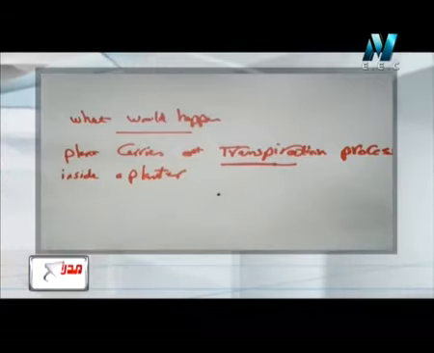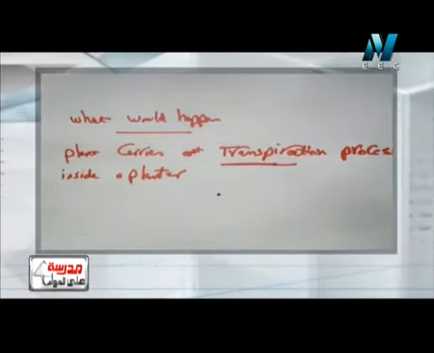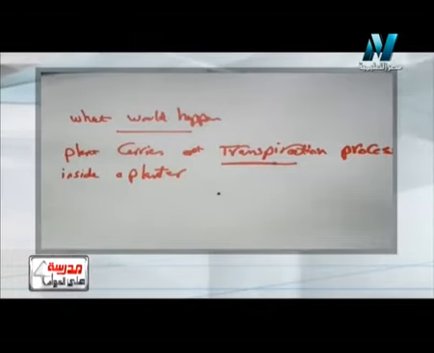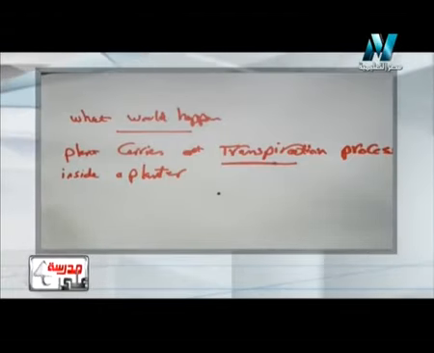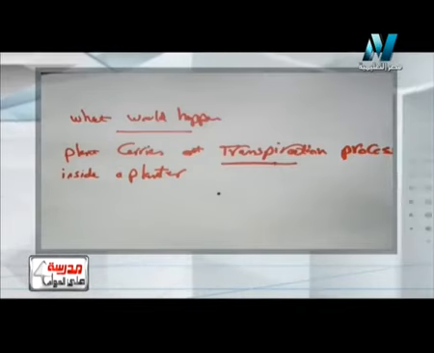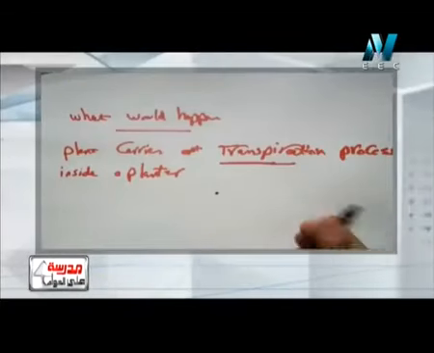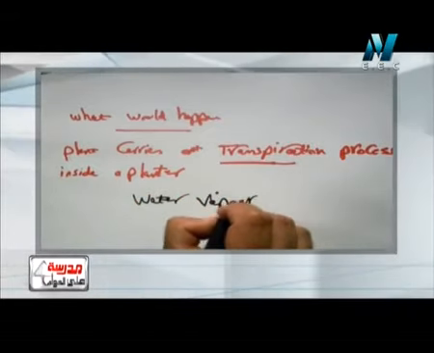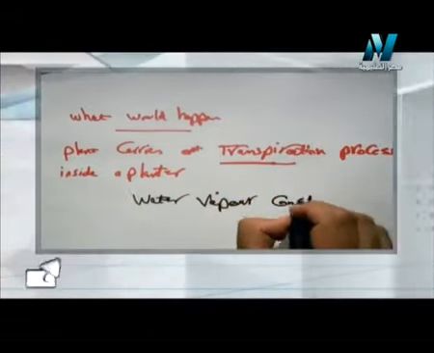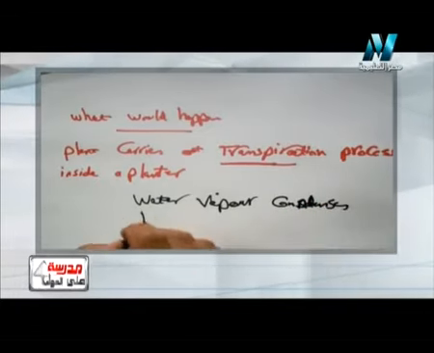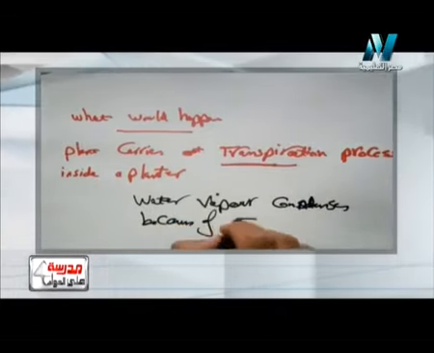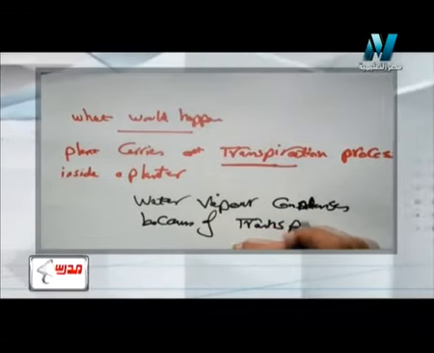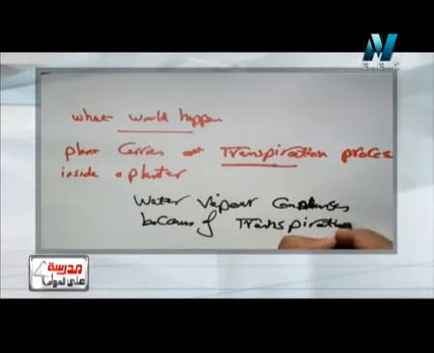Imagine that you are in the bathroom and you have a shower. There is a lot of very hot water and it evaporates. What will happen on the glass? It will be condensation of water vapor. Water vapor condenses because of the transpiration process.